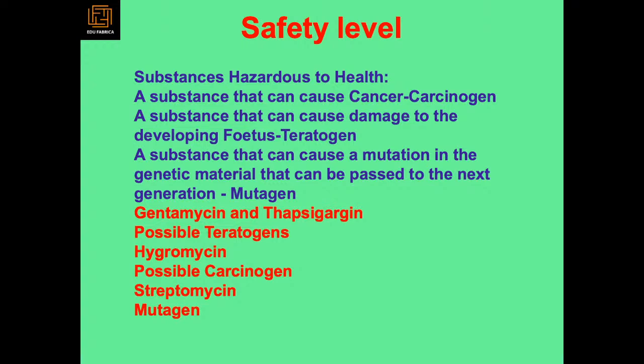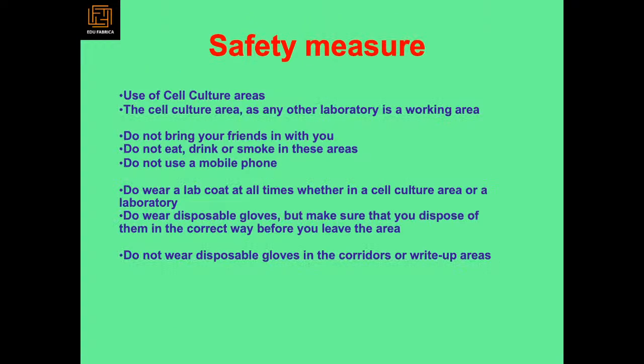And some safety levels: substances hazardous to health. A substance that can cause cancer is a carcinogen. A substance that can cause damage to the developing fetus is a teratogen. A substance that can cause mutations in the genetic material that can be passed to the next generation is a mutagen. Then gentamicin and thapsigargin are possible mutagens, and some teratogens are possible in the lab. Hygromycin and streptomycin are possible carcinogens. So all these things could be possible in the lab. So be careful when we are working in the lab.